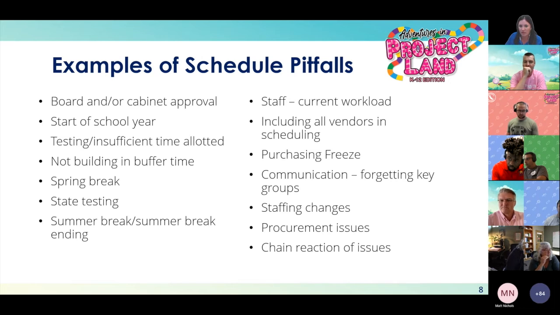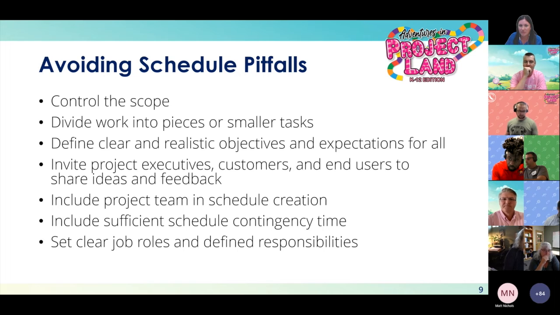So moving ahead. How do we avoid these schedule pitfalls? What can we do? How can we prepare better? Controlling the scope. Controlling the scope is key to keeping a project schedule and costs on track. Creating an attainable scope, defining the requirements, creating good estimates, and monitoring external influences can help to get your project on track. Divide work into pieces or smaller tasks. For larger projects, breaking down the project into several pieces or tasks can help to avoid a pitfall.